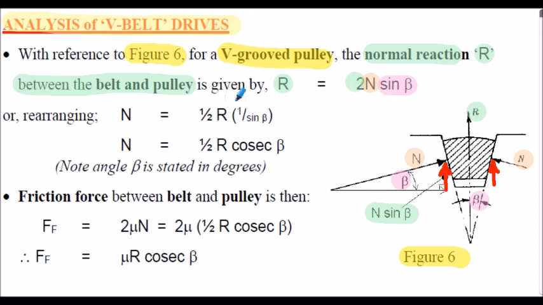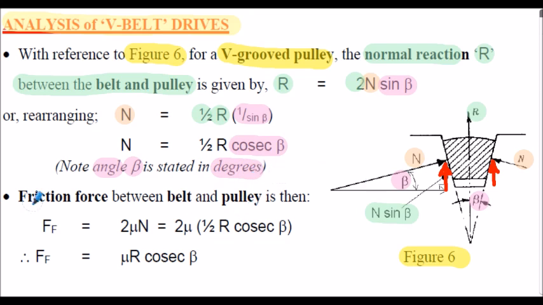If we now rearrange the equation for normal force N, in other words divide both sides of the equation by 2 sine beta, we can write the equation as a half multiplied by R divided by sine beta. Remember from our previous lecture related to trig equations, 1 upon sine beta can be written as cosec beta. And notice the angle beta is in degrees here.